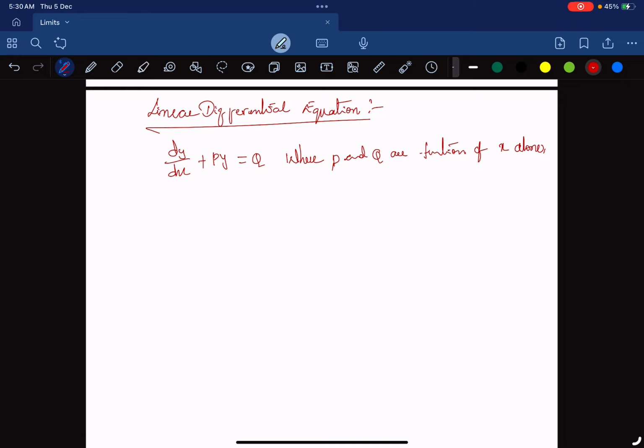To solve such equations, we multiply both sides by the integrating factor. The integrating factor, IF, is equal to e power integral of p dx. This is the integrating factor of the equation of the form dy by dx plus py is equal to q, where p and q are functions in terms of x.